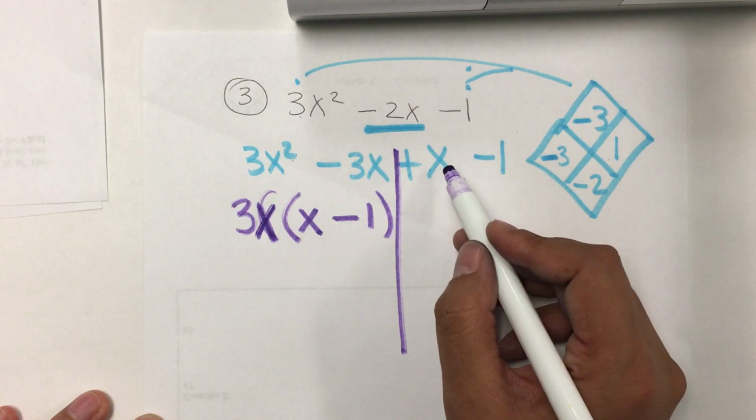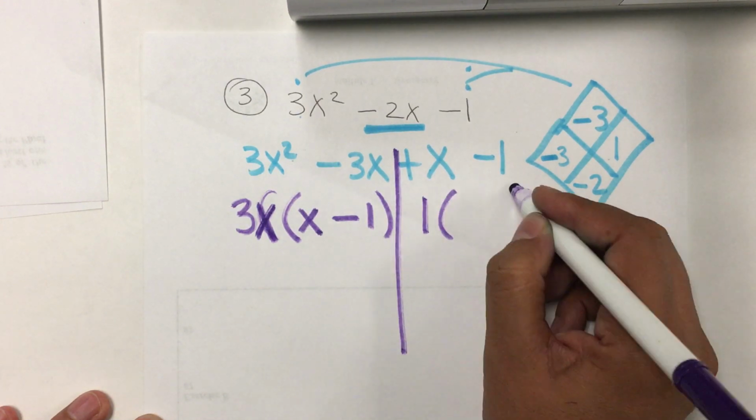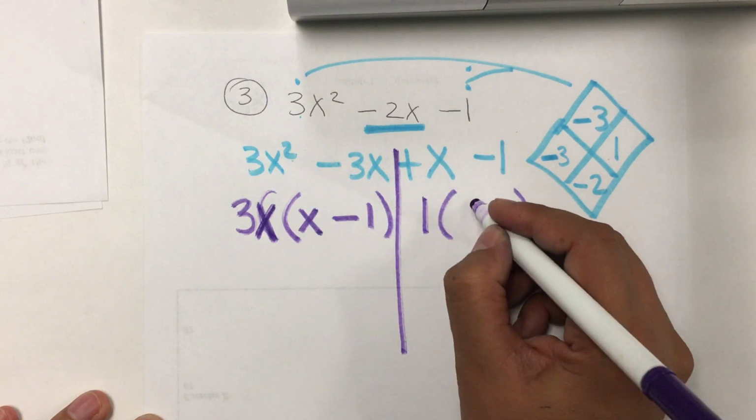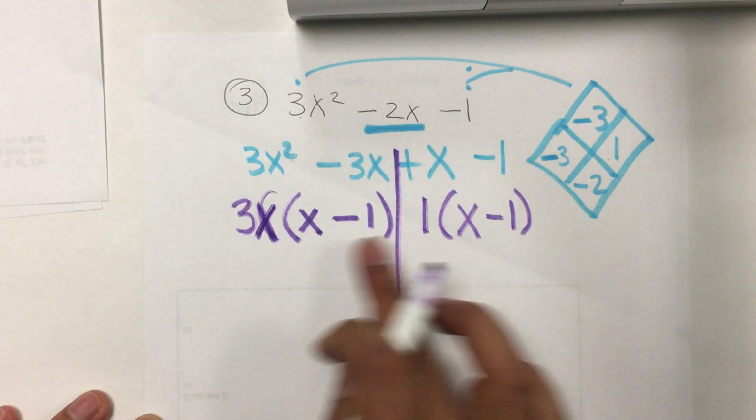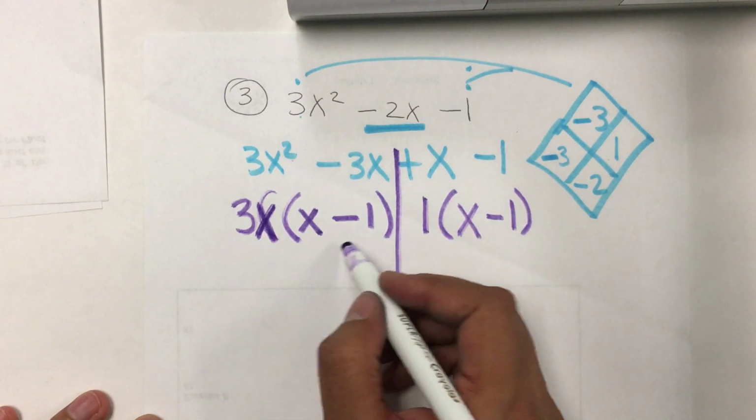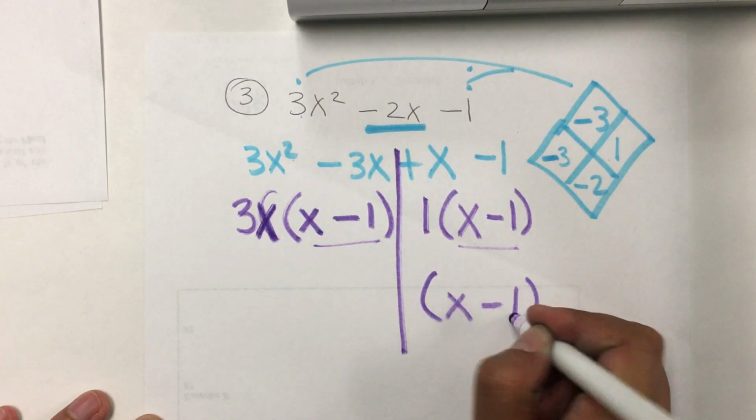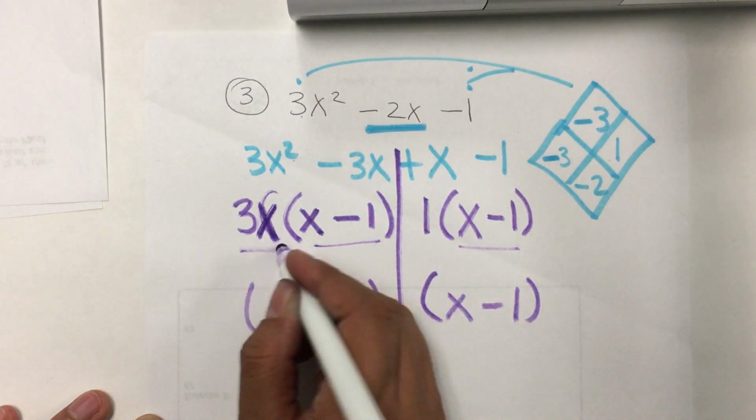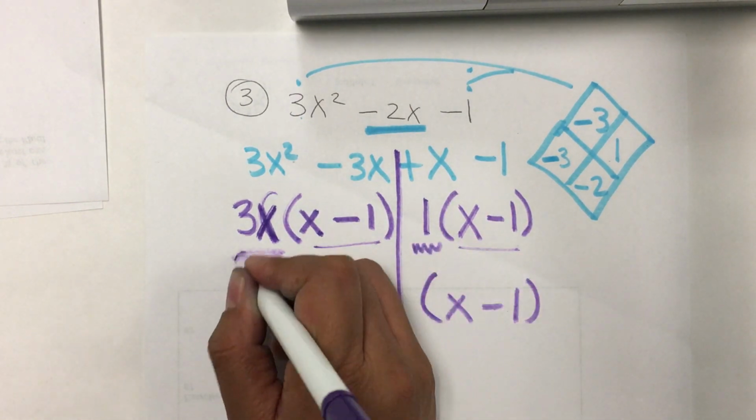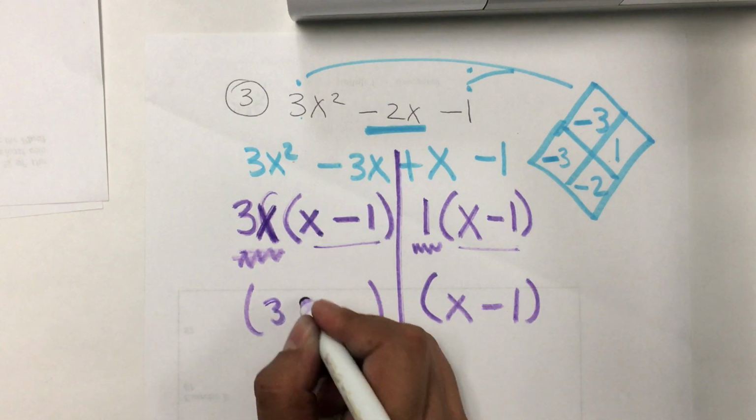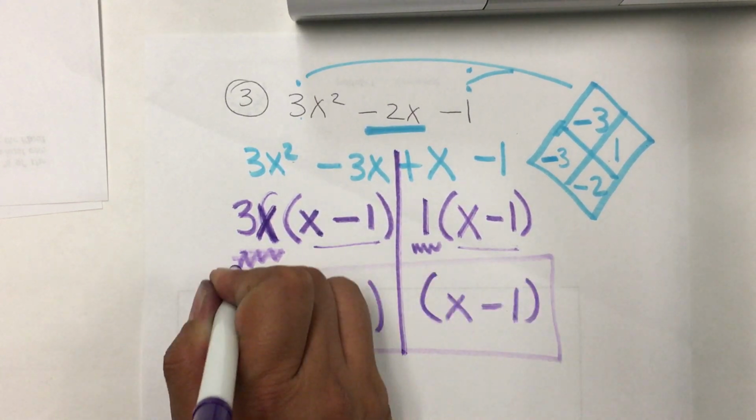What goes into both 1 and 1? Only 1. And we start dividing. X divided by 1, x. -1 divided by 1, -1. Again, we get the same. And the ones that are the same, we put in one set of parentheses, and the ones that are lonely outside, we put in the other parentheses. Okay, so that's going to be our two factors.